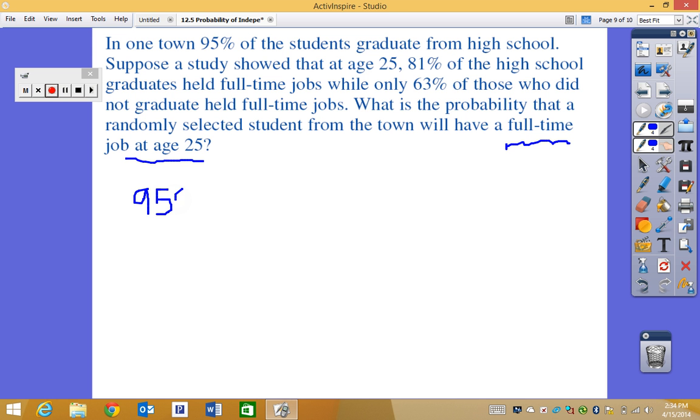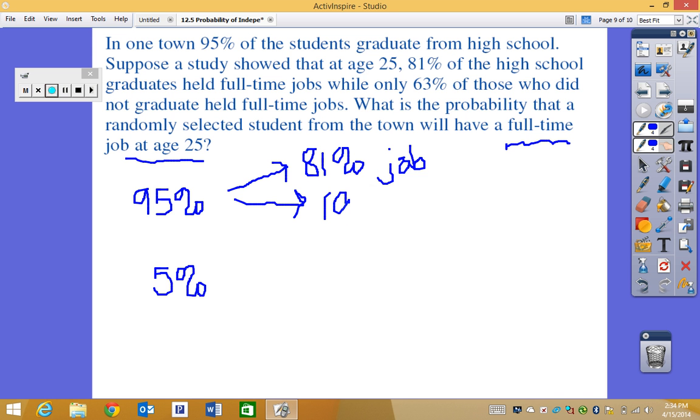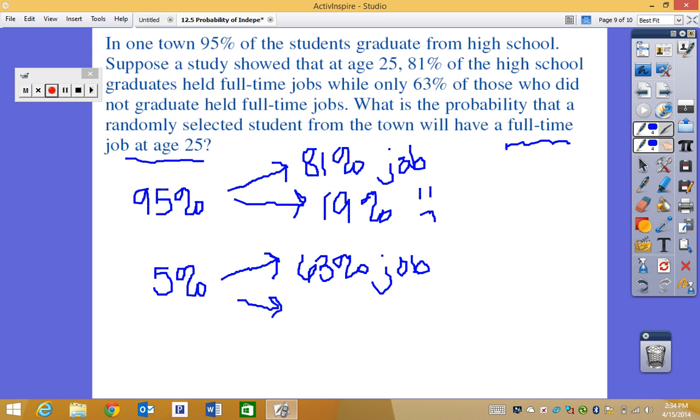So there are 95% of the students who graduated and 5% did not graduate. Of those 95%, at age 25, 81% had a full-time job, and 19% did not have a full-time job. Of the 5% who did not graduate, 63% were holding down a full-time job, and that would leave 37% who were not.